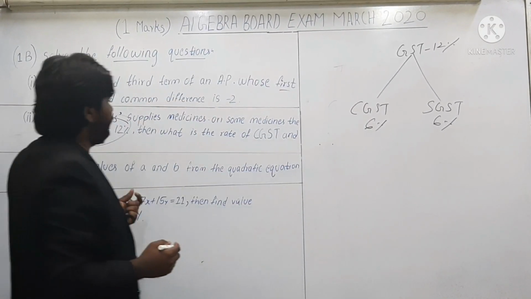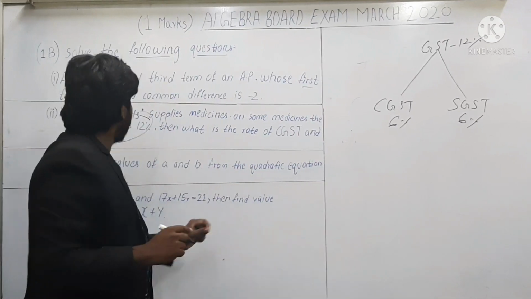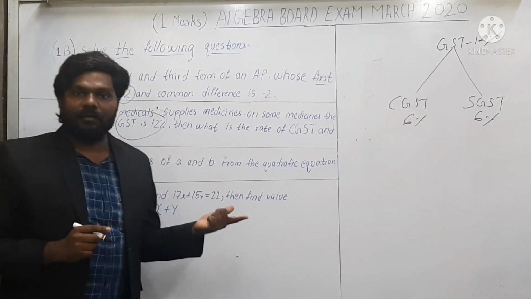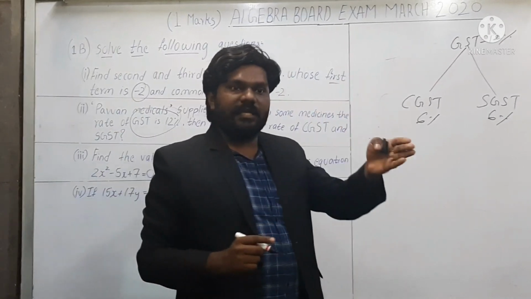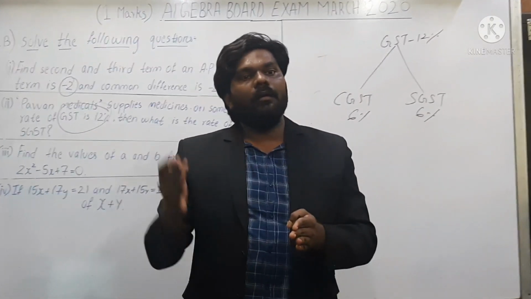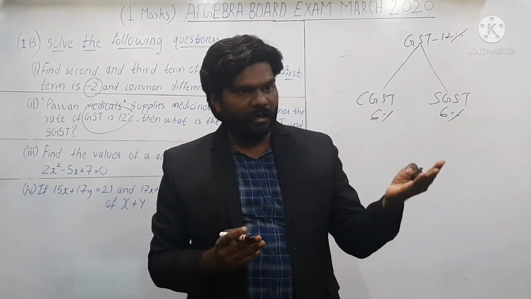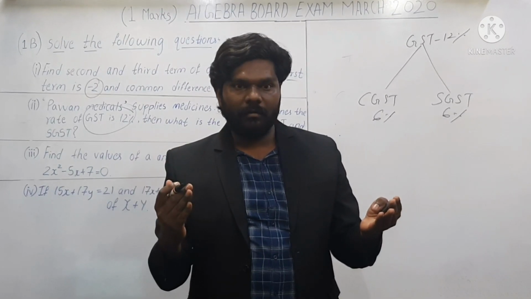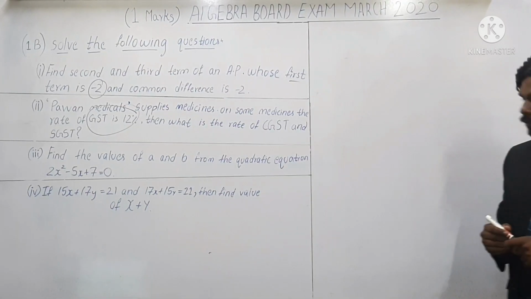So therefore the rate of CGST, you will have to write this and put the box, okay? Therefore the rate of CGST and SGST is 6%. Understood? My CGST is equal to SGST, and that is equal to 12 upon 2. That is 6%. Half goes to central government, half goes to state government. The concept is clear?